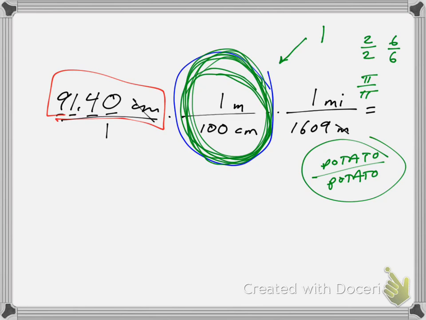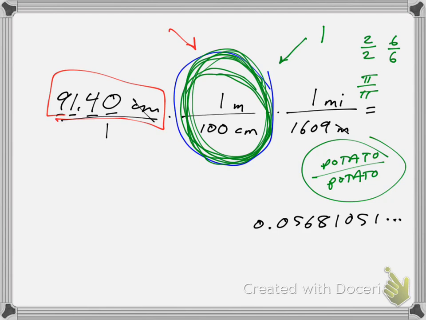So when I punch that in my calculator, I do 91.40 divided by 100 divided by 1,609, and my calculator gives me this number. The question is, how many sig figs do I keep? What do I round to? Well, remember first of all that sig figs only apply to measured numbers, and so that number in green in the middle there is an exact number. That's a definition. I've defined 1 meter to be 100 centimeters. It's exactly 100 centimeters. Nobody measured that.